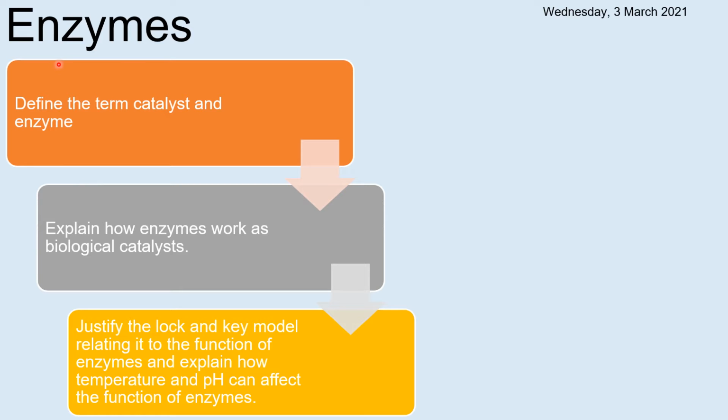So today we are going to define the term catalyst and enzyme, explain how enzymes work as biological catalysts, and justify the lock and key model, relating it to the function of enzymes and explaining how temperature and pH can affect the function of enzymes. So these three objectives will stay for the next lesson as well, which will be factors affecting enzymes.